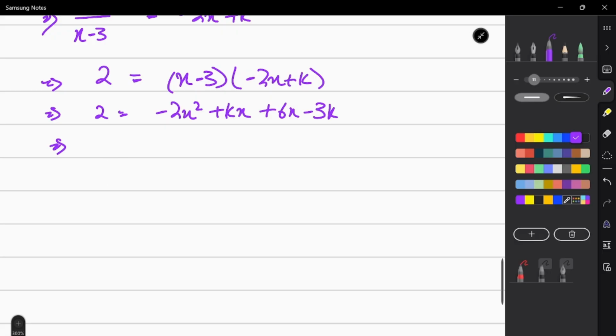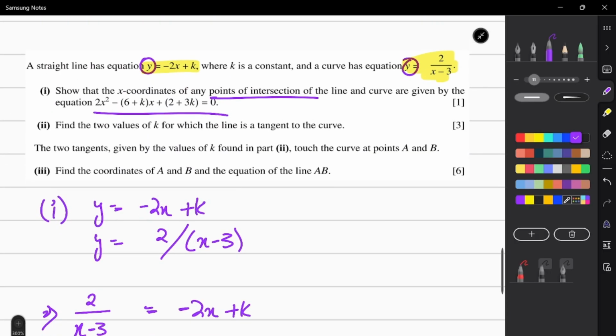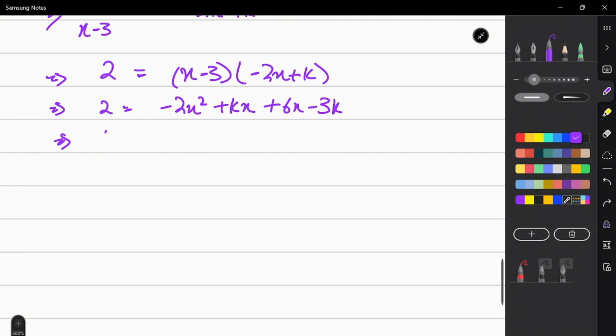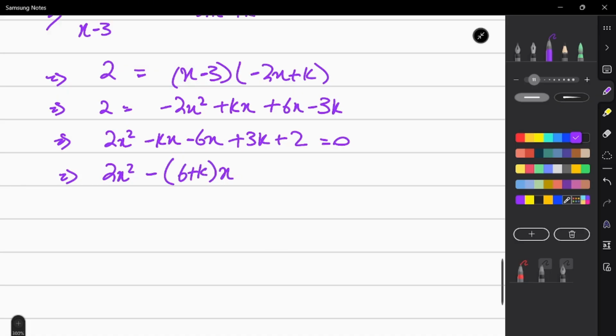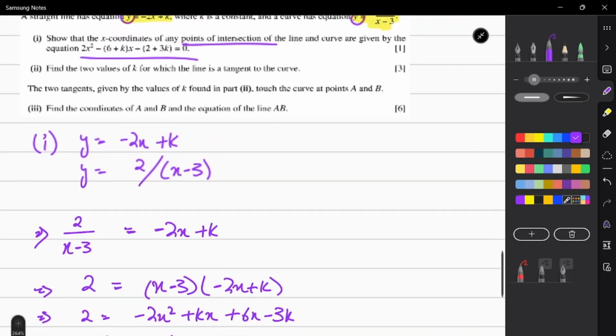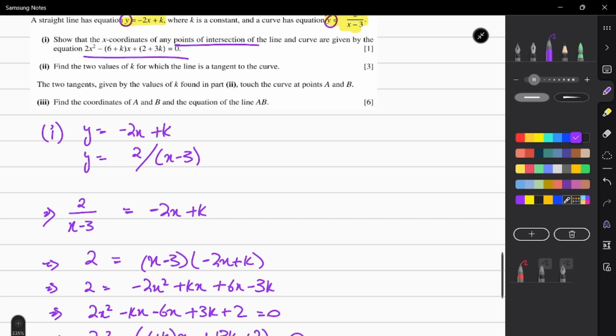I'm going to be moving everything to the left hand side, as the question demands for a positive coefficient of x square. So 2x square minus kx minus 6x plus 3k plus 2 is equal to 0. In the 2x square, we're going to be taking minus x as a common factor, which leaves us with 6 plus k, x, and then the constants 3k plus 2. And I think we're getting the same equation. And yes, we are.